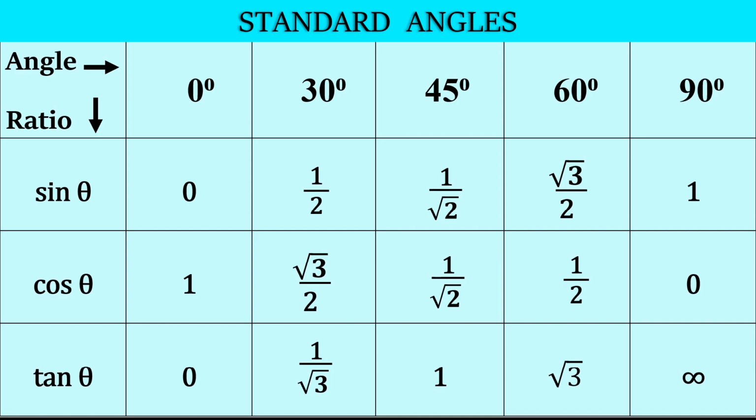And tan's values also you know, tan 0 is 0. This we have got by dividing sin theta by cos theta. Tan 0 is 0, tan 30 is 1 by root 3, tan 45 is 1 and tan 60 is root 3, and you know tan 90 is undefined.